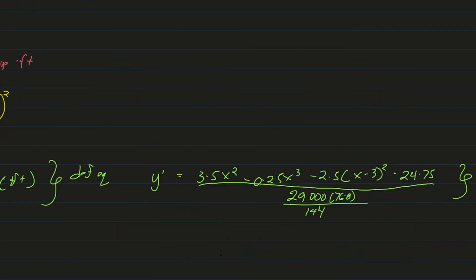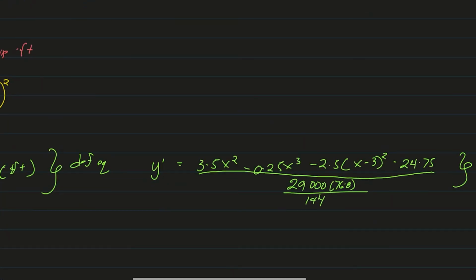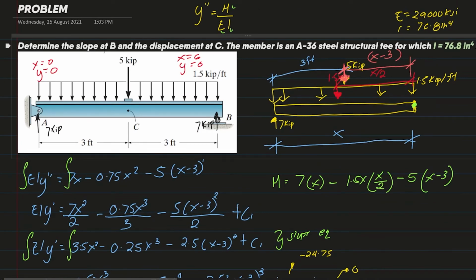Yan. Yun yung hinanap natin. Okay. So, going back to the question, what is the slope at B? So, saan ba yung point B, guys? Ang point B natin is dito sa dulo, di ba? Dito sa dulo yung point B natin.